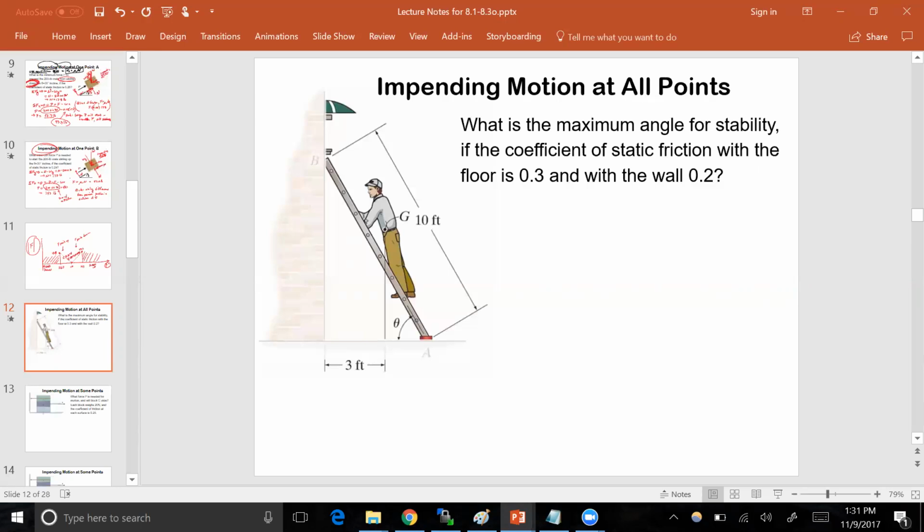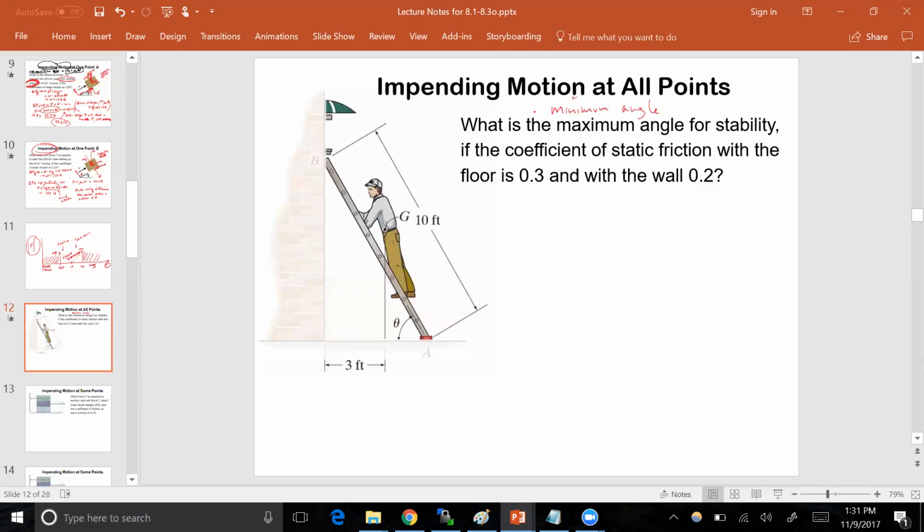And here the question is, what is the maximum angle? I think what they're saying is, sometimes even the questions are actually worded wrong. These are really easy questions to confuse. It's actually the minimum angle. The minimum angle for stability.